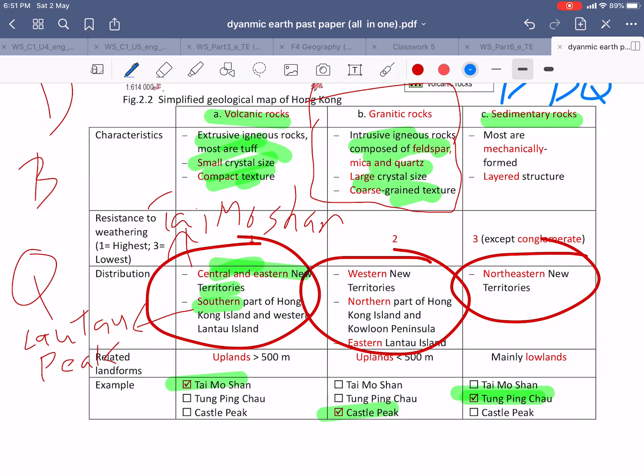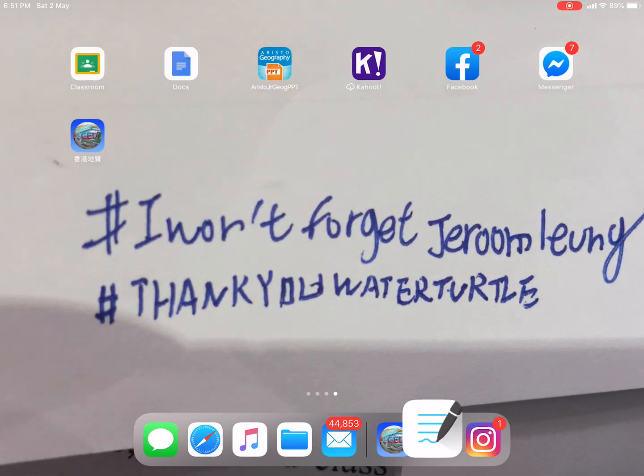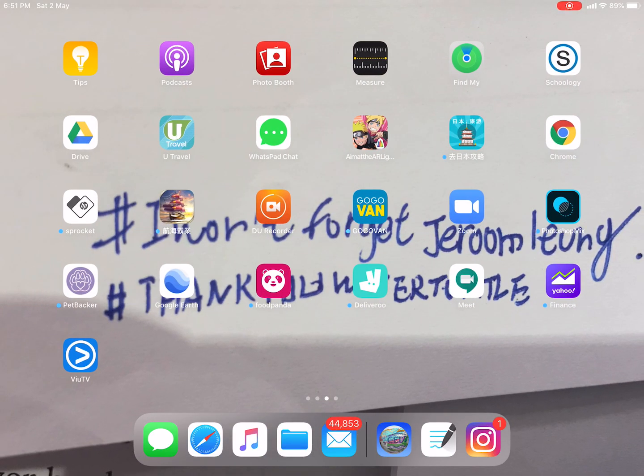Okay, volcanic rock, which is extrusive igneous rock. Most are tough, as I said before, with small crystal size because of the fast cooling of magma. Okay, the texture is compact, so it is hard. Okay, what are the most typical examples for volcanic rock? I would like to show you a photo here. Okay, wait a minute.